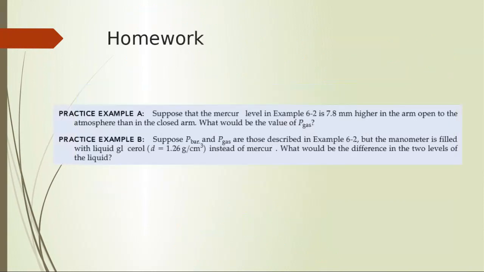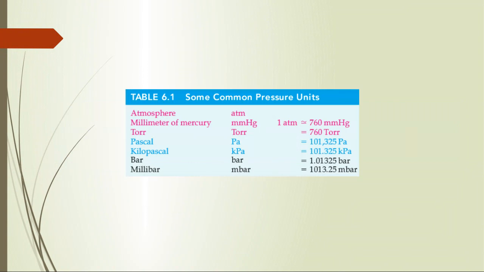This is your homework. Look at here. The same thing. Suppose that the mercury level in example 6.2 is higher in the arm open to the atmosphere than in the closed arm. What will be the gas pressure? For the B, the same thing. You will use the manometer picture.